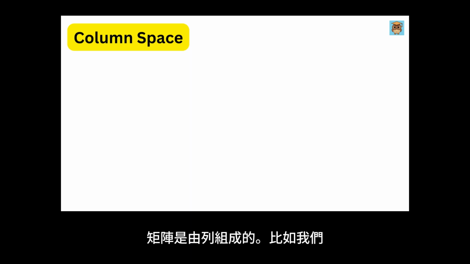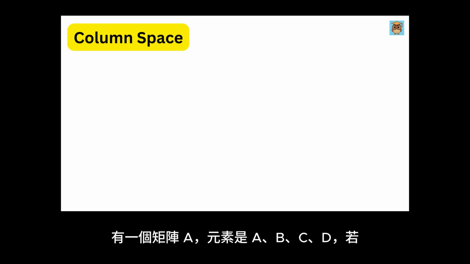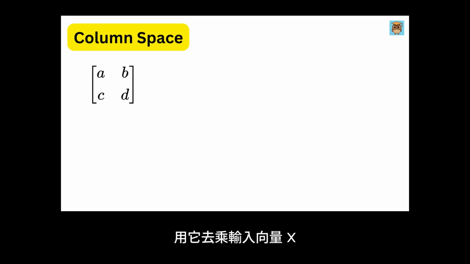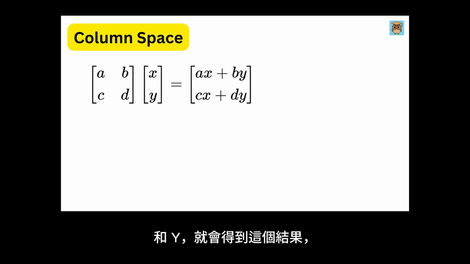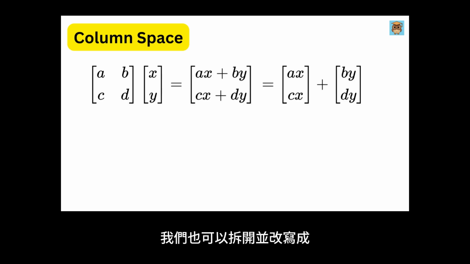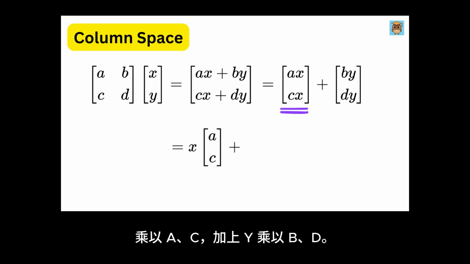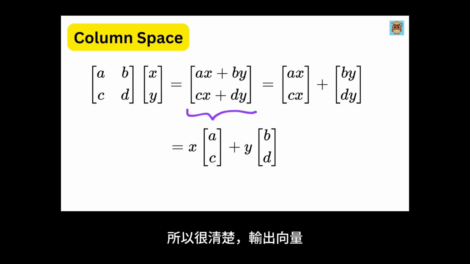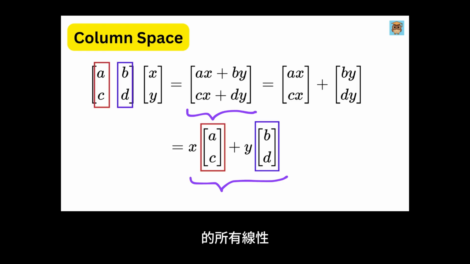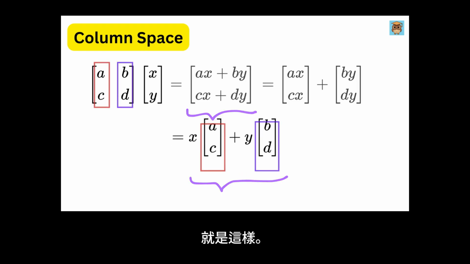A matrix is made of columns, like if we have a matrix A as a, b, c, and d, and if we multiply it with an input vector x and y, then we get this as the result, right? We can also split and rewrite it like this. So, taking x as common, we get this as x times a, c, plus y times b, d. So, it is clear that the output vector is nothing but the set of all linear combinations of the columns of the matrix A. That's it.